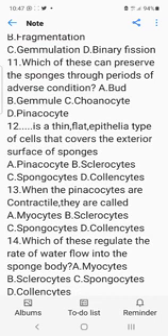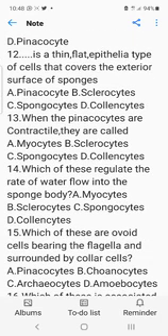This pinacocyte surrounds the pinacoderm. The pinacocyte is a thin, flat epithelial type of cell that covers the exterior surface of sponges. I can therefore say that the exterior surface of sponges is called pinacoderm. Number 13. When the pinacocytes are contractile, they are called dash.